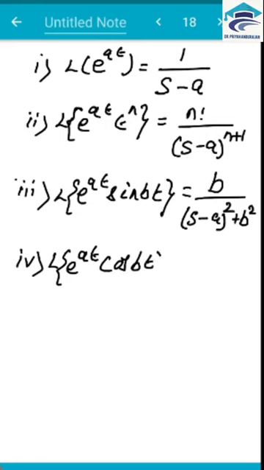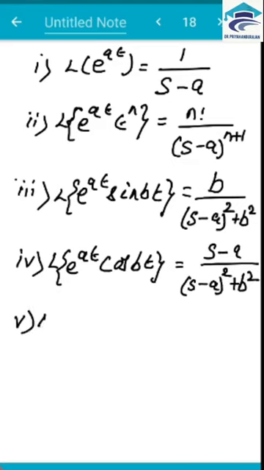Similarly we can write the cos. L of cos at is s by s squared plus a squared. Here we have b instead of a, so I have to shift s: it is s minus a by s minus a the whole squared plus b squared.